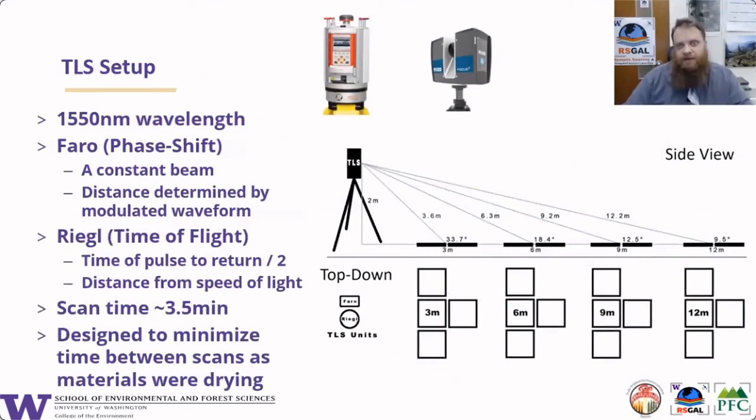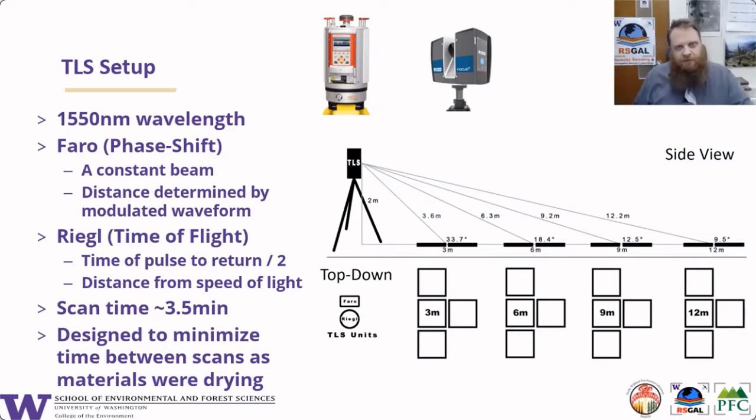For the terrestrial LiDAR setup, as noted before, both LiDAR units operated at 1550 nanometers. Here are images of the 2 scanners we used: the Faro phase shift and the Regal time of flight. What's important here is just how they operated. The Faro, as a phase shift unit, will emit a continuous beam of light with modulated wavelengths, and when it receives reflectance back off of whatever material, it looks at that shift in the waveform to gauge distance traveled.